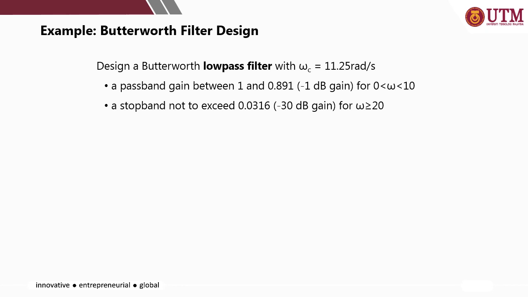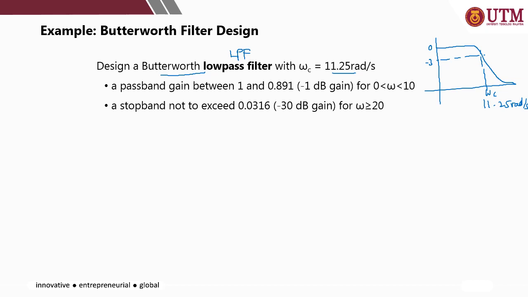Okay, let's look at a quick example. This is to compare the filter order number if you calculate it using an equation or if you use a graph. Design a Butterworth low pass filter with omega c equal to this value. So Butterworth is a flat top low pass filter. And the omega c, as you know, is at 3 dB attenuation. This is where your omega c is, so it's 11.25 radian per second.